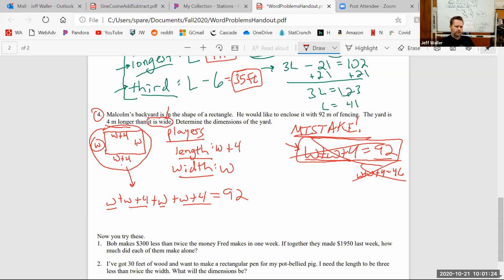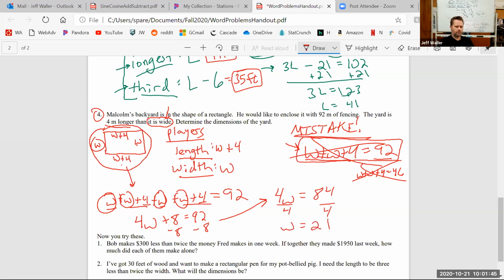And I'm gonna do this a little bit quickly. If I put my W's together, I get 4 of them. And then I got 4 plus 4 is 8. Then I subtract 8. Move this up here. So now I get 4W equals 92 minus 8 is 84, which is really nice because 4 goes into that real easy. So the width is 21 meters, which means the length is 4 more than that, 25 meters.